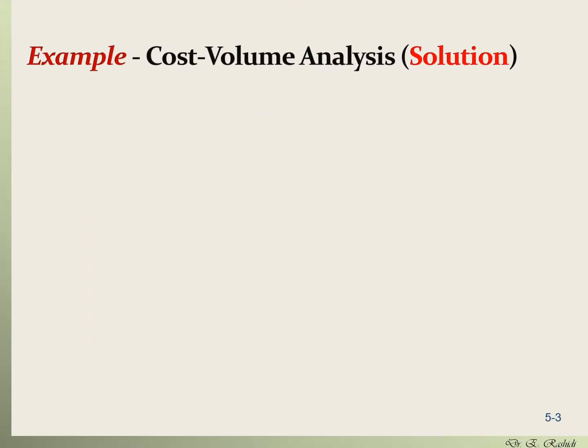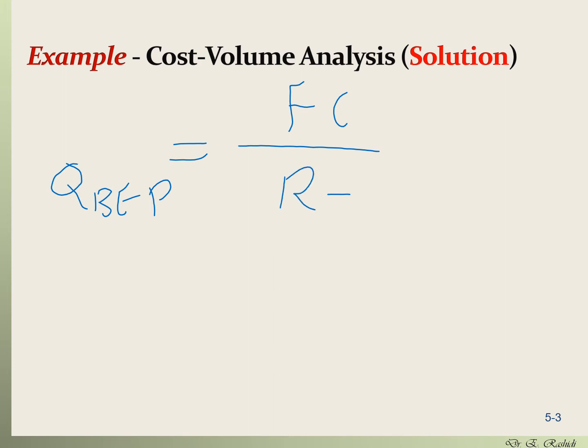Let's see the solution. Part A asks for how many pies must be sold in order to break even. The break-even point formula is Q_BEP, the quantity at which you break even. That's equal to the fixed cost divided by R, the revenue per unit, minus V, the cost per unit.